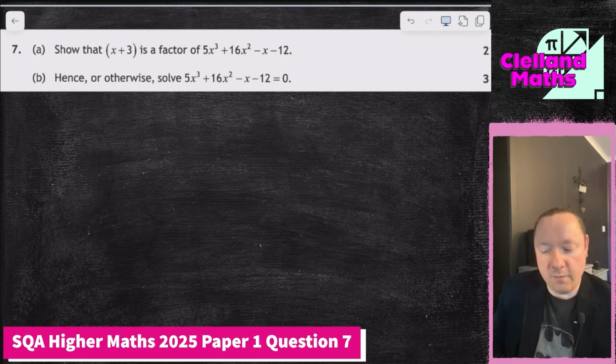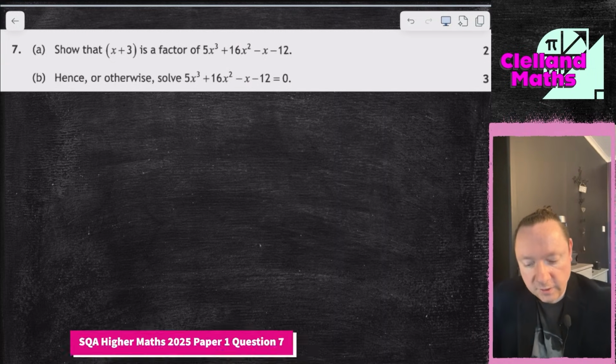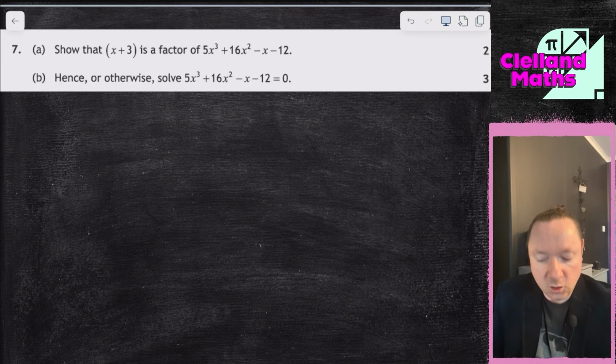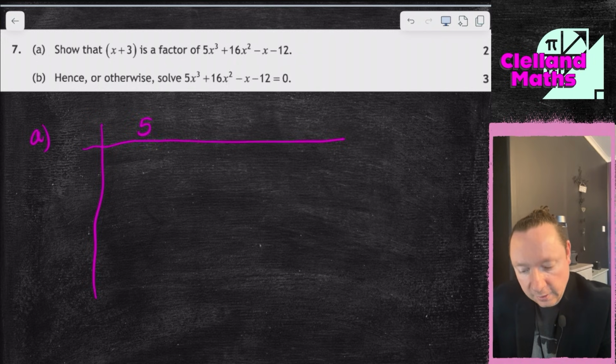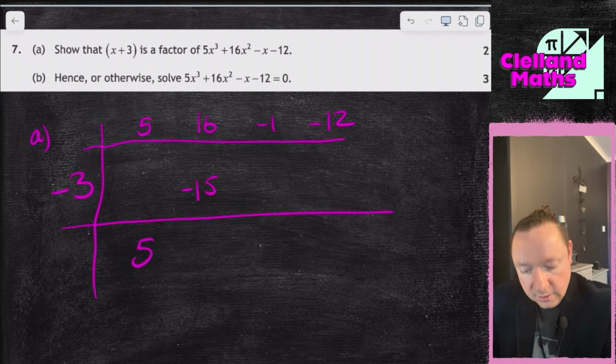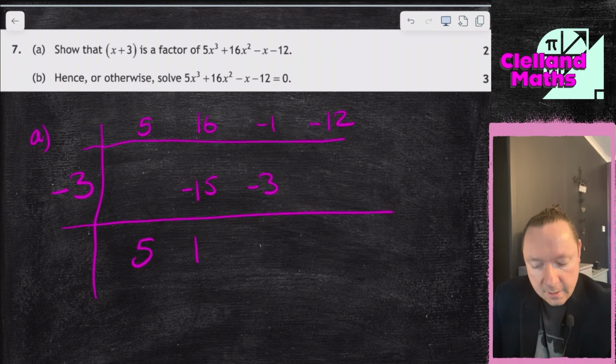SQA Higher Maths 2025, paper 1, question 7. Show that x plus 3 is a factor of this, and then hence or otherwise solve. So you can sub in directly, or as most of you will do, you'll use synthetic division. So you've got 5, 16, minus 1, minus 12, x plus 3, so I sub in minus 3. 5, 16 minus 15 is 1. 1 times minus 3 is minus 3. Minus 3 minus 1 is minus 4. Minus 3 times minus 4 is 12.